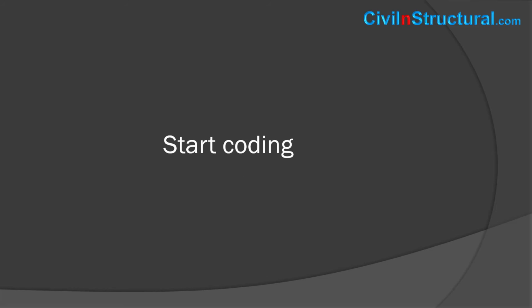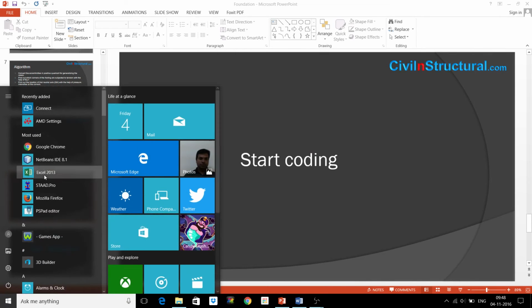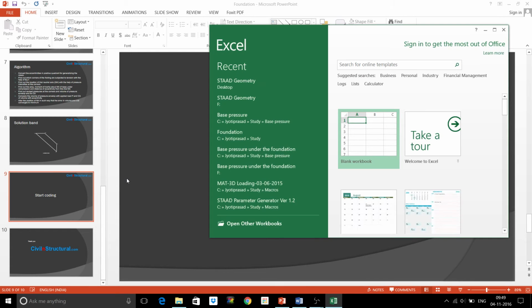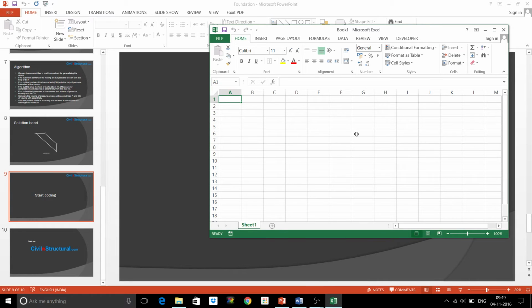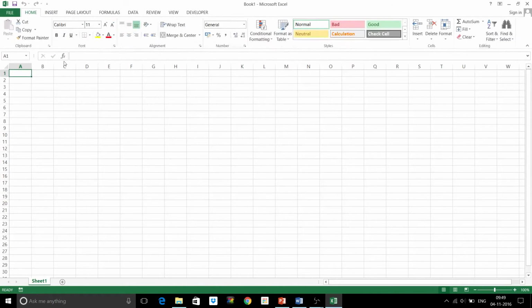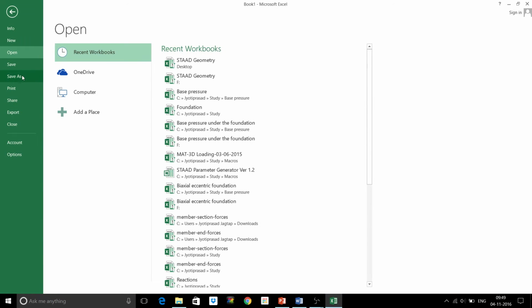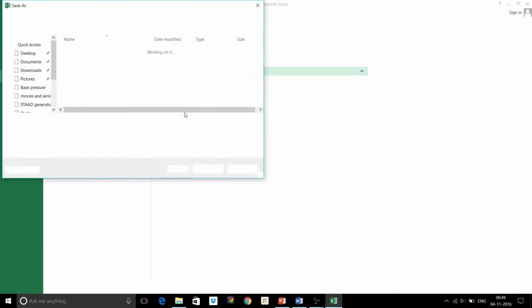Now we will start actual programming here. So first, get an Excel file. Okay, I will save this Excel file as a macro enabled workbook. Okay, I'll put it in the study folder.